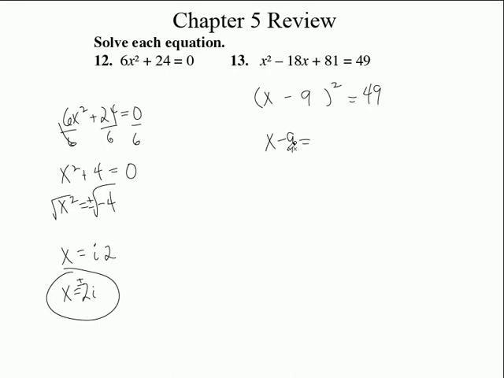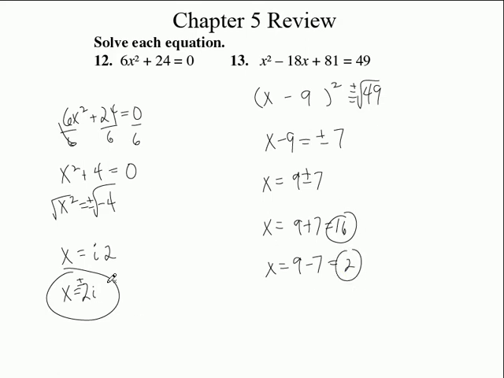Let's do the same thing here. We're going to put plus or minus. Actually, let's just do it here. Plus or minus the square root of 49, which is the same as plus or minus 7. Add a 9 to both sides, so x equals 9 plus or minus 7. Let's do both of those. 9 plus 7 is 16. That's one answer. And then x equals, let's do the minus part, 9 minus 7 is 2.